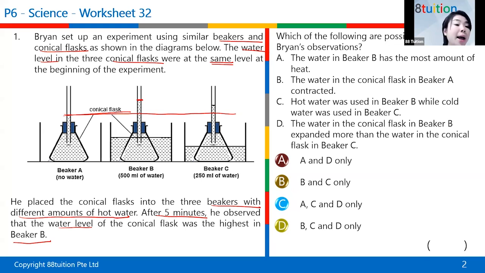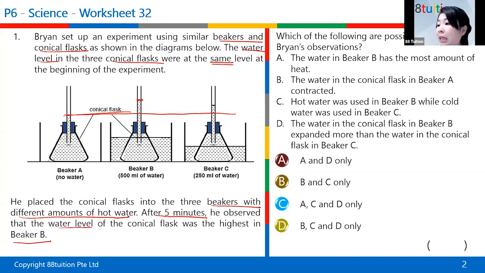Chloe, can you tell me why did the water level in the straw rise in the first place? How did it rise? The water expanded. How did it expand? That's not a good enough answer. So before you tell me water expanded, you need to tell me what happened to the water such that it expanded. The water gained heat from the hot water and expanded.